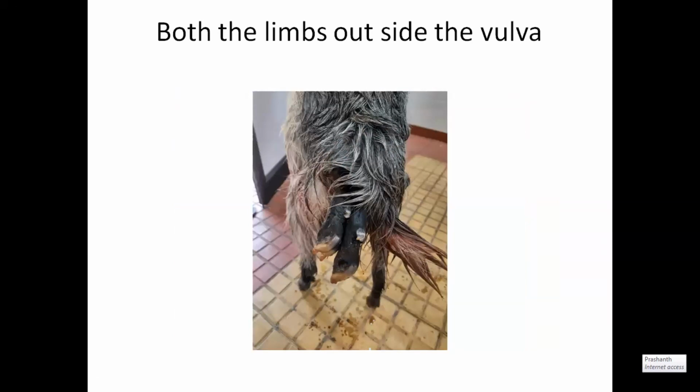Sometimes both the limbs will be outside the body. Whenever an animal is presented like this, how to go? First we should ascertain whether these are forelimbs or hind limbs. How to determine it? After lubrication, if we insert our hand, we should check the carpal joint. In case of a forelimb, the carpal joint will be straight. If it is a hind limb, there will be the tibiotarsus, and we can easily identify it as a hind limb at the hock region. So the carpal region and hock region are very important to identify whether it is a forelimb or hind limb.